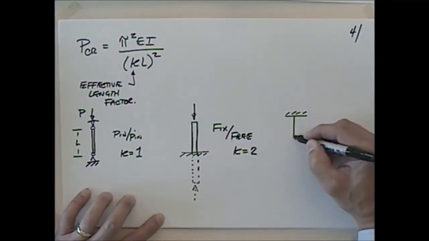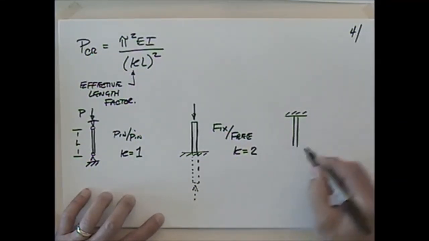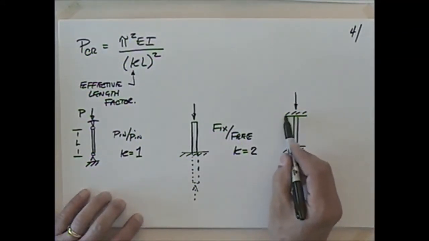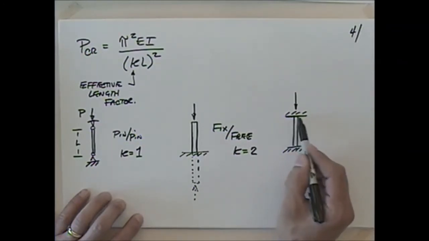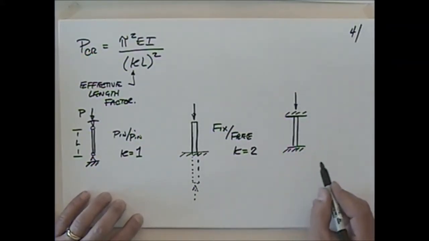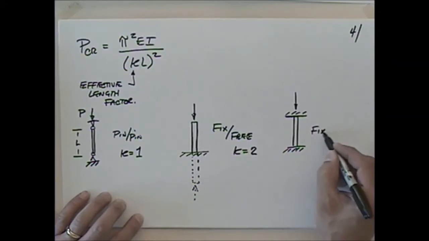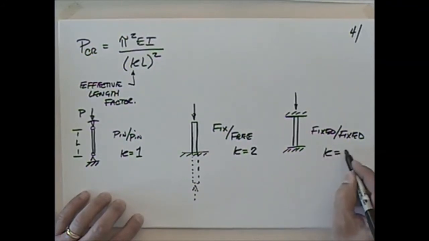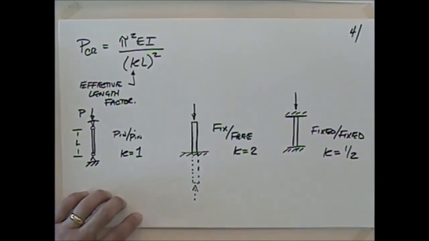If you look at a fixed on both ends, so it can't rotate at the top, it can't rotate at the bottom, and then we put the load on it like this. So maybe this is in some sort of a loaded situation where it can't rotate, but it could still go up and down. This is fixed, and K would be equal to 1/2, because it's going to tend not to buckle very readily.